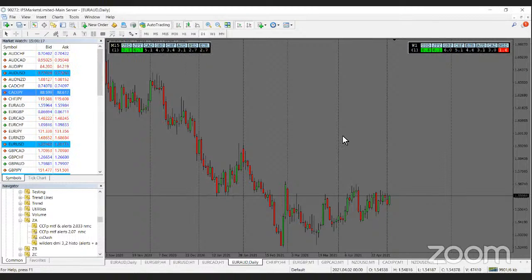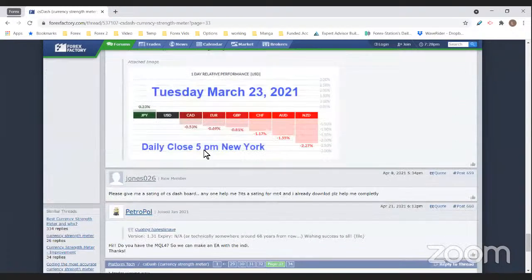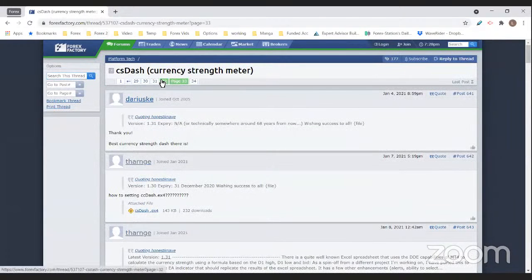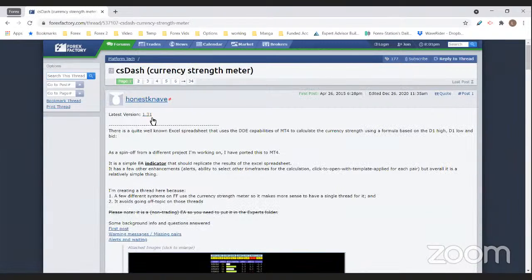So the indicator that I'm going to share today, CSM, again, I'm going to say that it's not something I designed, it's not something of my creation, but rather I downloaded it from a website. For those of you who are interested in knowing more, you can go to Forex Factory. You can search for CS dash currency strength meter. Just Google it, CS dash Forex Factory, and you should be led to this thread. The latest version for this particular CSM is 1.31.